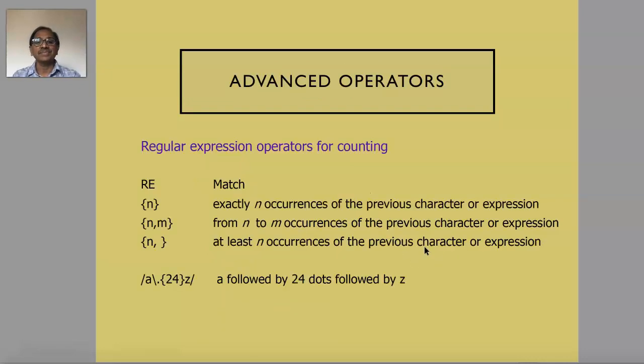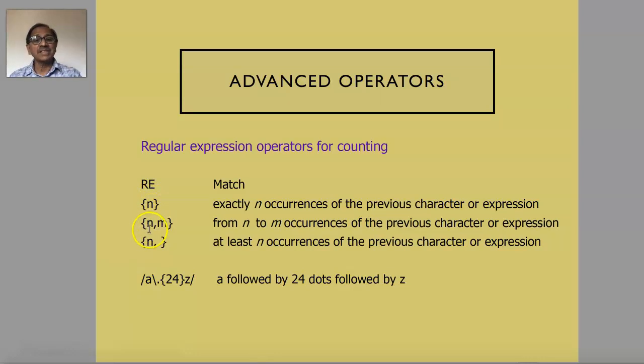You have some more operators. There are advanced operators. Look at them. You have n in curly brackets. This means exactly n occurrence of the previous character or expression. That means if you give 2 and there's a character a and 2, that means a occurs only 2 times. Till now we have given clean star to represent 0 or more, but here we want exact number, 2 times, 3 times, 4 times, 5 times. Then we use n occurrences.